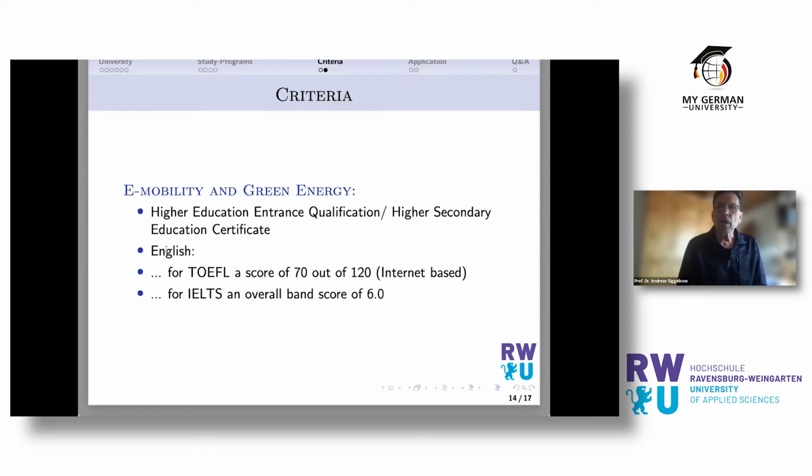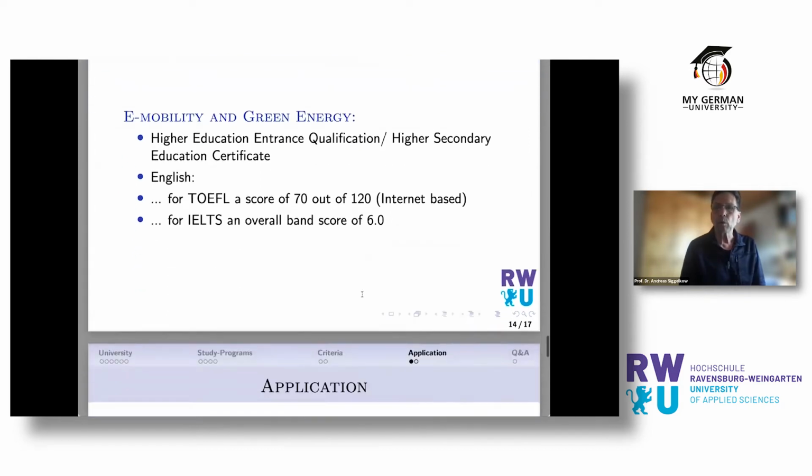The English level will be tested either by TOEFL or by IELTS. With TOEFL, you need a score of 70 out of 120. It's an internet-based test, or IELTS. And here, this is a different scoring. Here, you need an overall band score of 6 to get an access to our university.